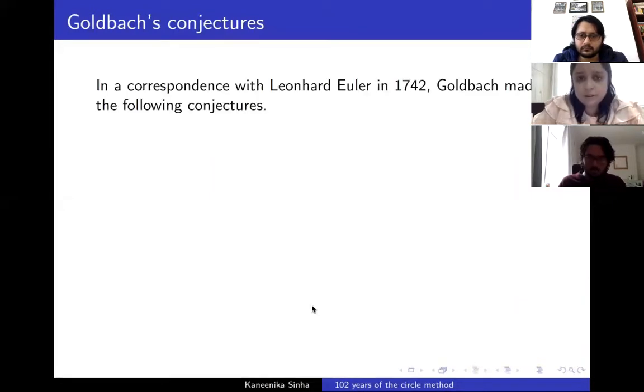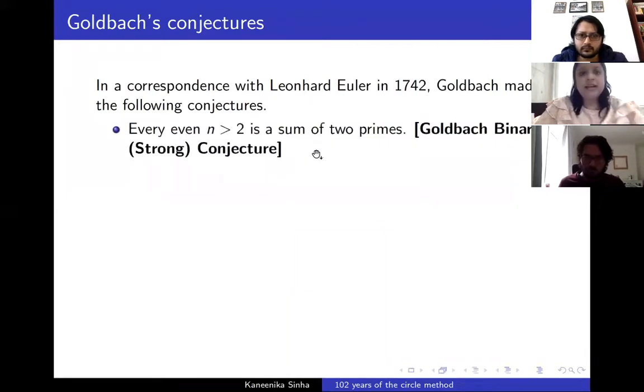In a correspondence with Leonhard Euler in 1742, Goldbach made the following conjectures. First, every even n greater than 2. This was his first conjecture, and it's also called the binary conjecture, or the strong conjecture. It still remains open. Every even n greater than 2 is a sum of 2 primes. So any even number from 4 onwards can be written as a sum of exactly 2 primes.